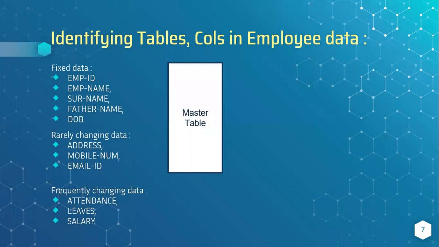After categorizing the columns like this, fixed data and rarely changing data, we will store in one table called master table. You can name it as employee table or employee master. And frequently changing data, we will store in multiple transaction tables. There will be so many columns in the frequently changing data, and we will divide again these columns into multiple tables.